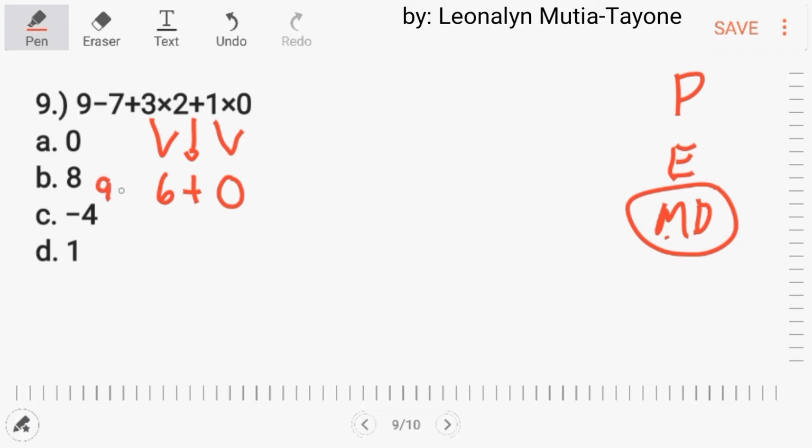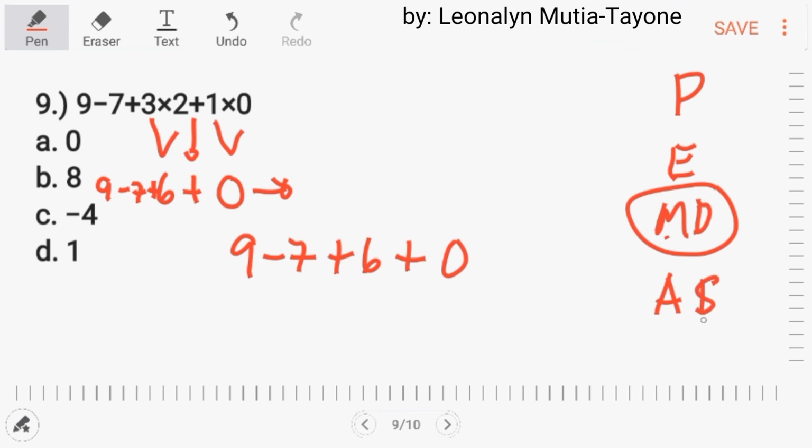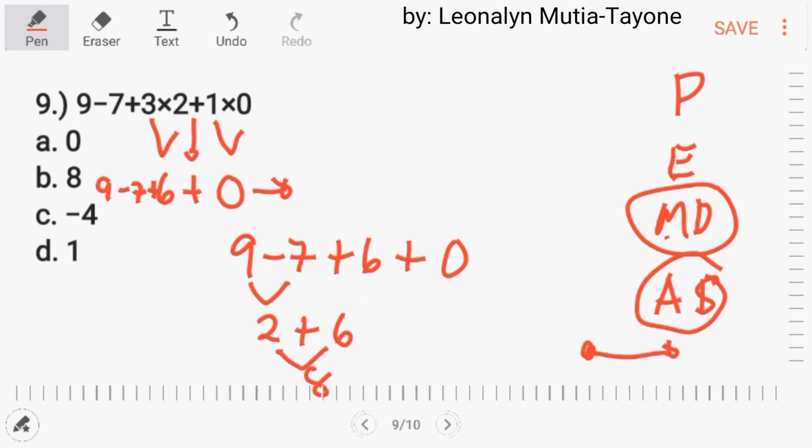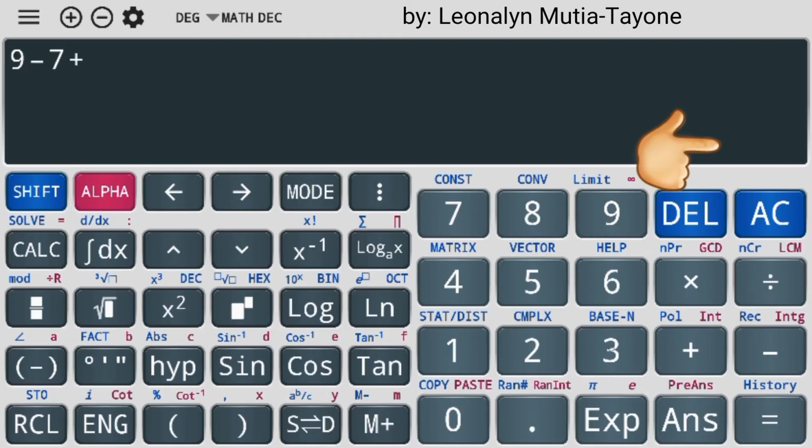Tapos, i-bring down natin si 9 minus 7 plus 6. I-rewrite lang natin. 9 minus 7 plus 6 plus 0. Next sa rule, addition or subtraction, whichever comes first from left to right. Nauna ang subtraction, so unahin natin. 9 minus 7, and that is 2. 2 plus 6, and that is 8. 8 plus 0 equals 8. So, the answer is letter B. 8. I-double check natin sa calculator ulit. And the answer is 8.